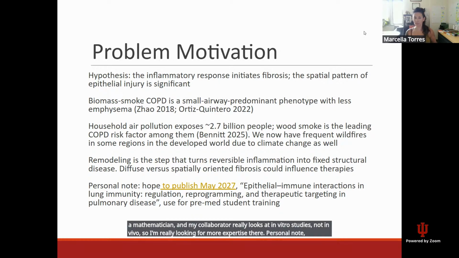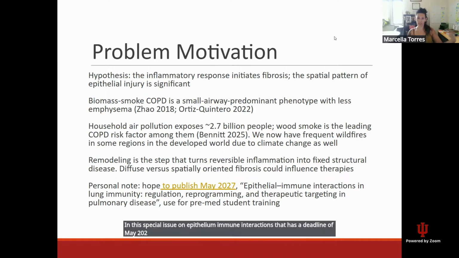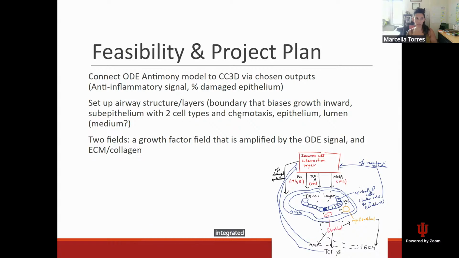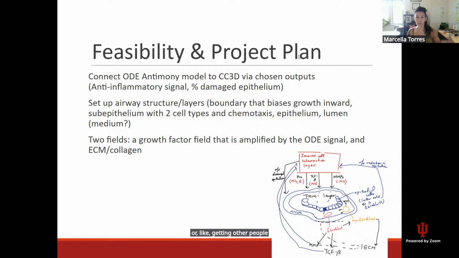Personal note, I just accepted an invitation to publish in this special issue on epithelium immune interactions that has a deadline of May 2027. So it's a nice thing to have a potential product from this. And I'm also director of an integrated chemistry, biology, mathematics training program for mostly pre-med, pre-health students. I do research with these students, so I'd really like something that they can use, or like getting other people who are interested in working or presenting to these students involved.